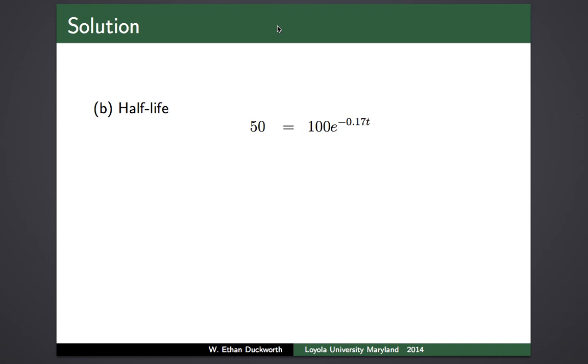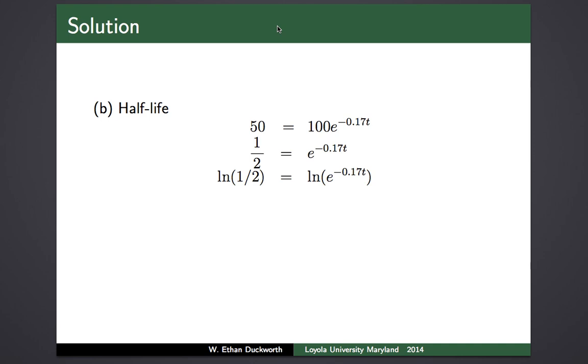Okay. We solve this equation the same way we solve our other exponential equations. We're going to try to solve for t, and so I want other numbers to move to the other side of the equation. I'm going to start by dividing by 100. So that will move the 100 to the left, where it becomes 1/2. Now I have a pretty simple equation. I'll take natural log of both sides.